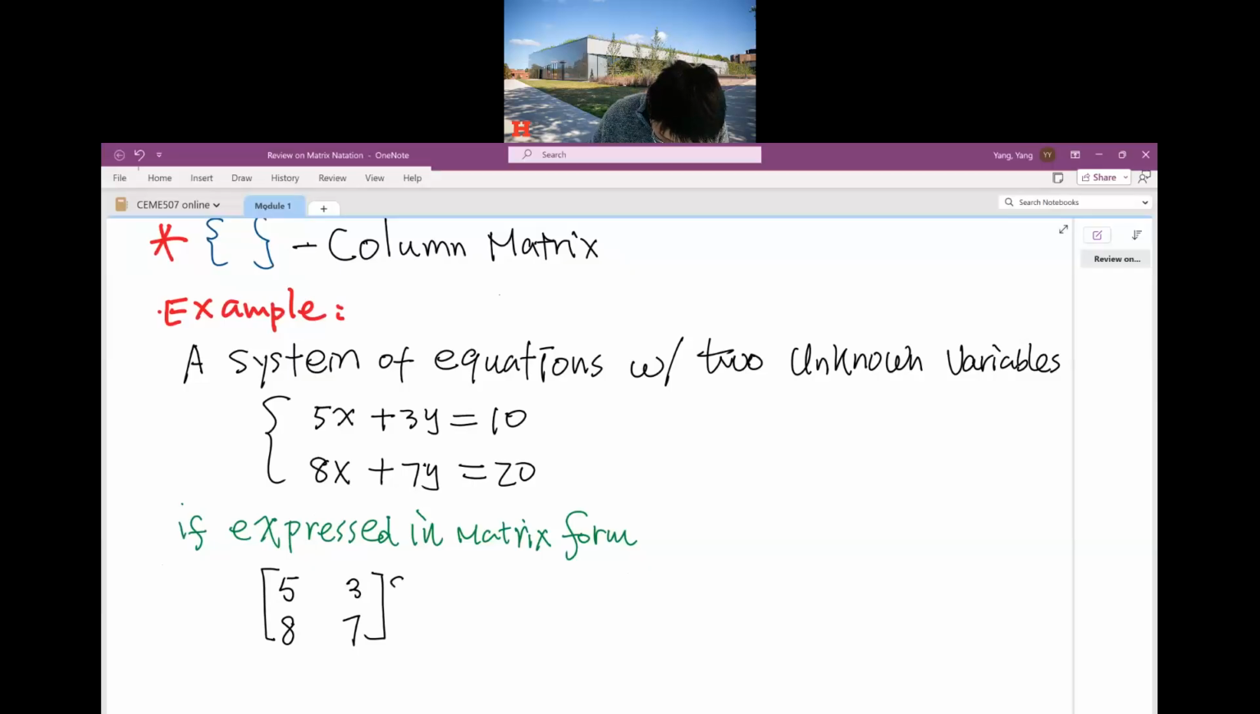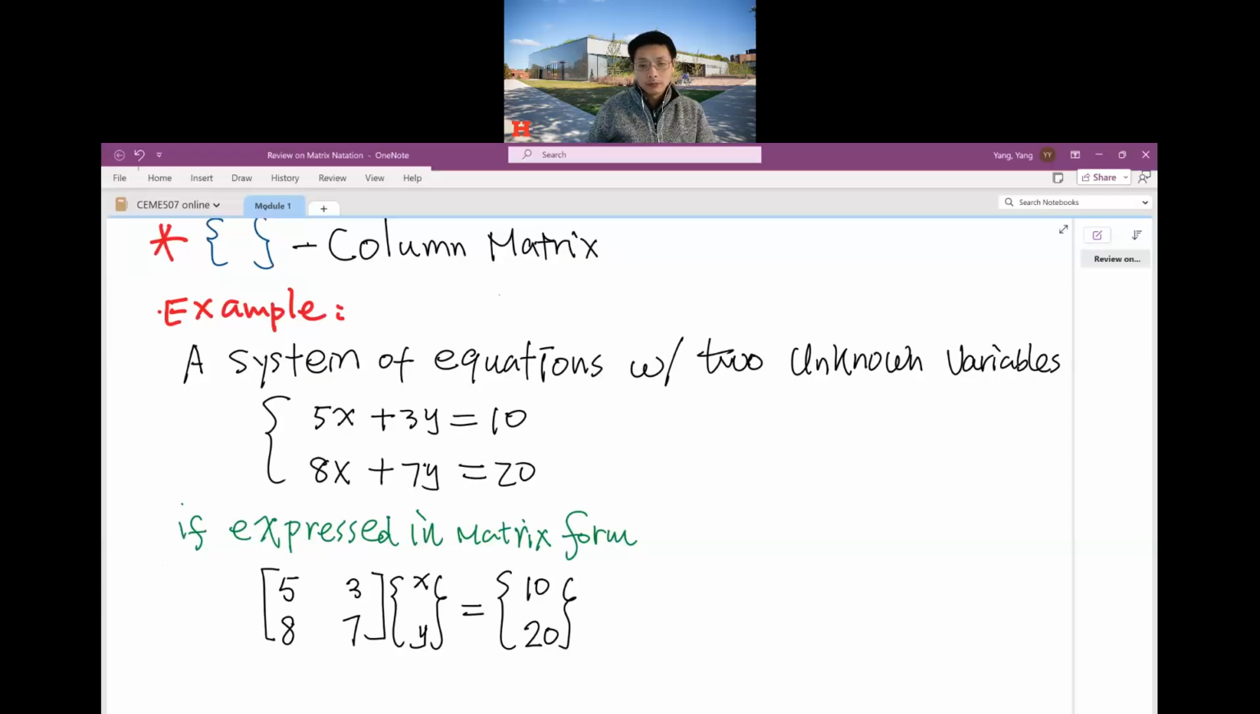And we use a different bracket to represent the unknown variables, x and y. And then we have the 10 and 20. So this is the equation expressed in the matrix form.